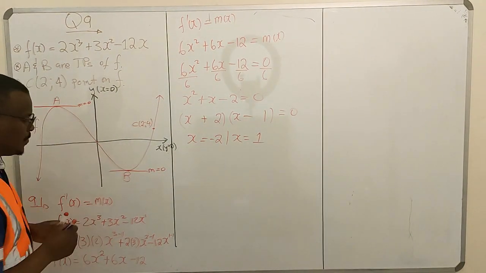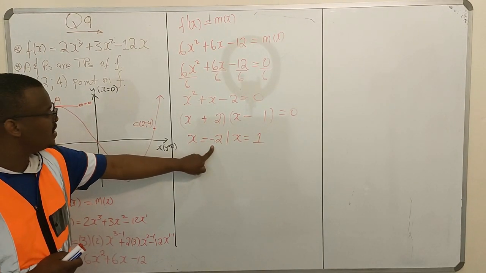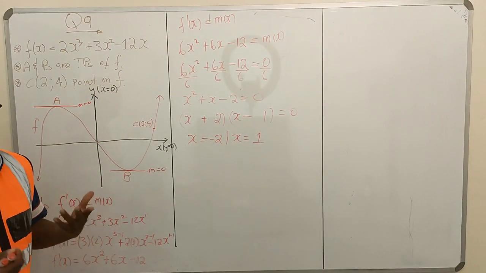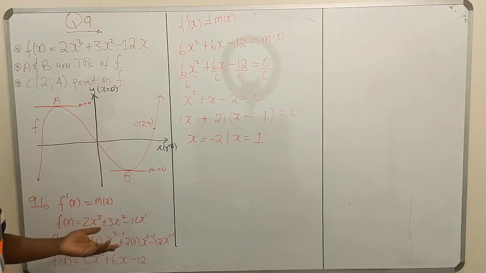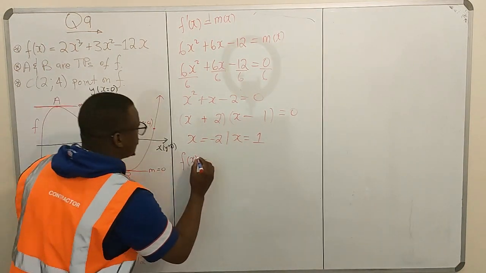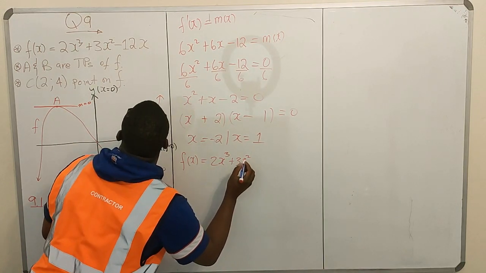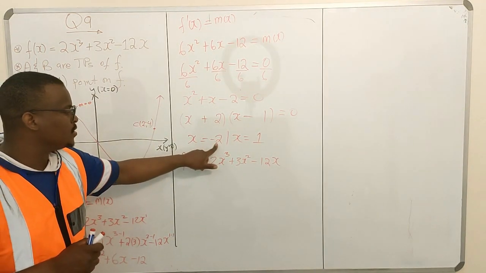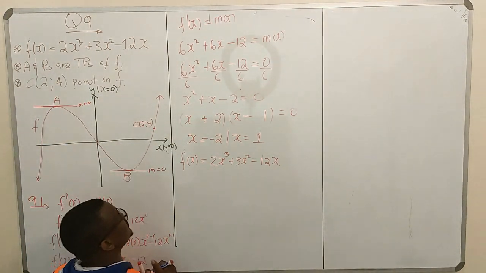So they wanted the coordinates of A. The x coordinate of A is minus 2. The x coordinate of B is 1, right? To find the corresponding y values, you substitute your x values into your original equation. So you have that f as a function of x is equal to 2x cubed plus 3x squared minus 12x. Now you have the x value, and you want the corresponding y value, which is f of x: f at minus 2.